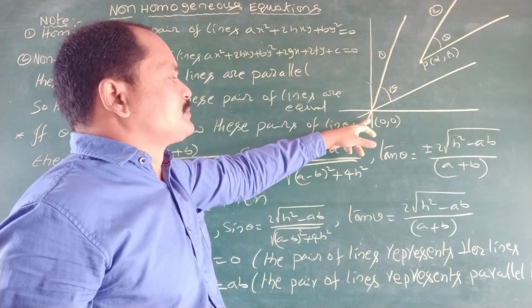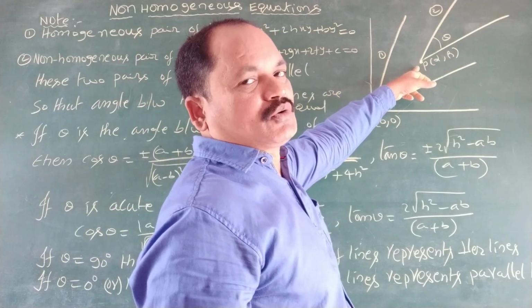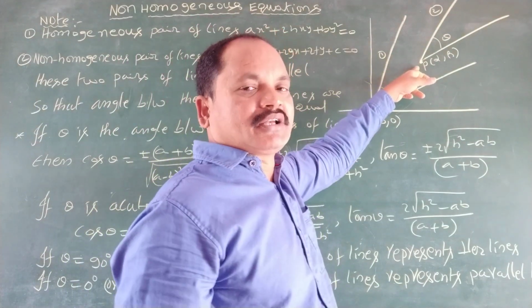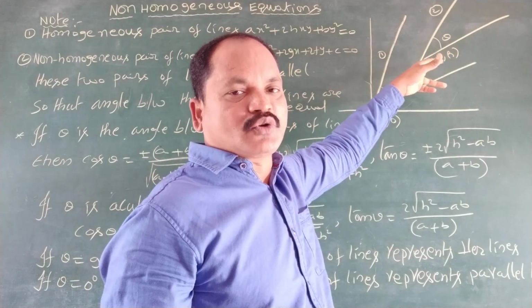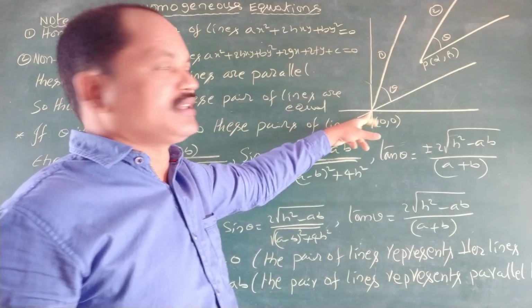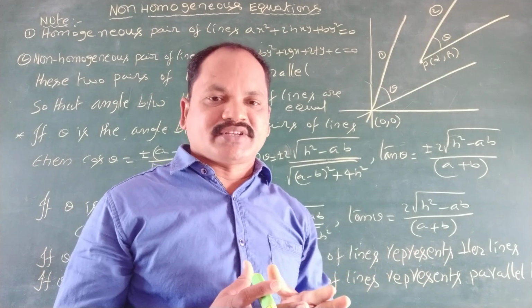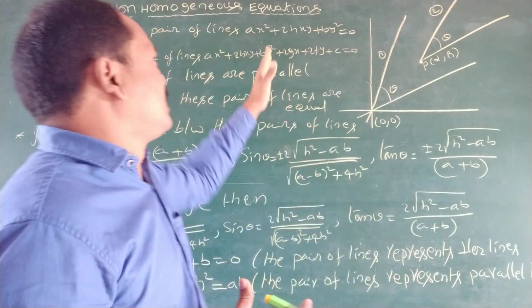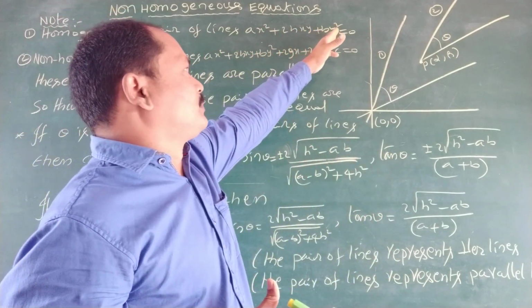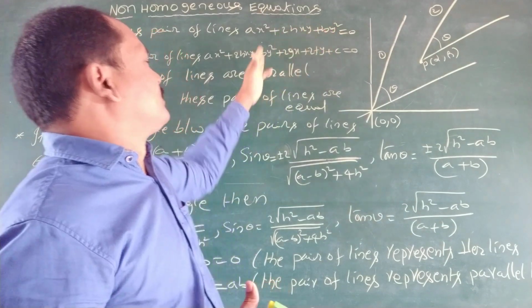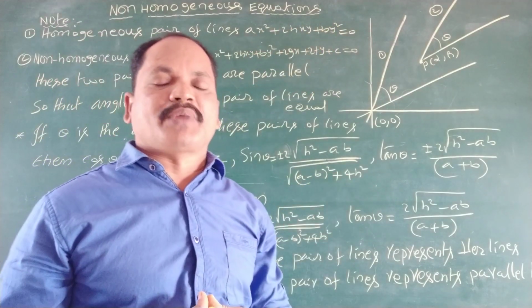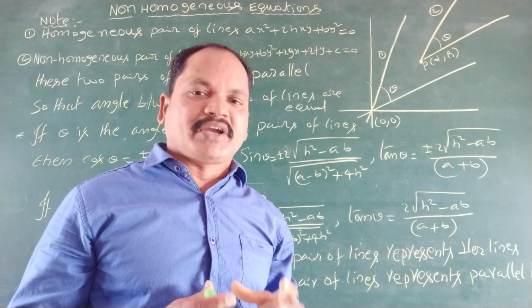But this one is passing through the origin. This is not passing through the origin. This is passing through the particular point P(alpha, beta), that is non-origin. This is passing through the origin. That's why these two homogeneous equations are parallel, since up to second degree variable the parameters are the same. That's why these two are parallel pairs of straight lines.